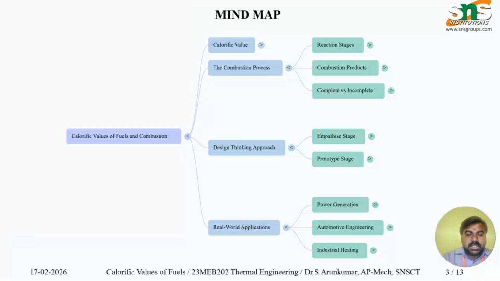So in this presentation I am going to discuss this agenda: calorific values of fuels and combustion, calorific value and combustion process. There are three stages: reaction stages, combustion products, and complete versus incomplete combustion. Coming to the design thinking approach, in this lecture series we are going to discuss the empathize stage as well as the prototype stage and some real world applications like power generation, automotive engineering and industrial heating.